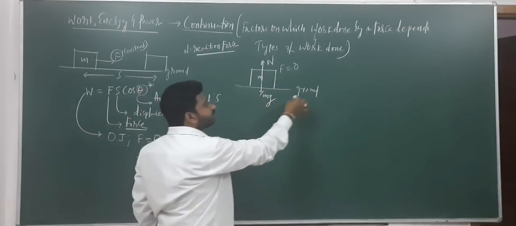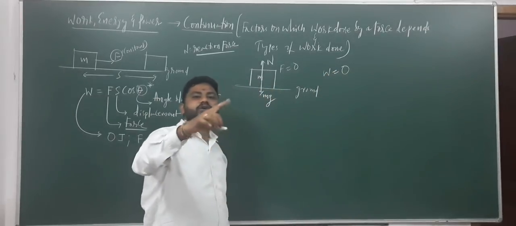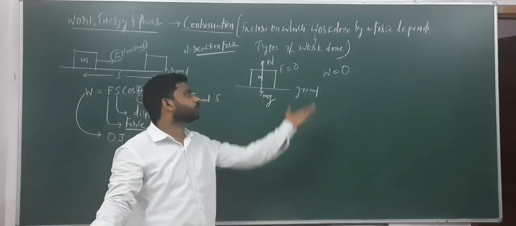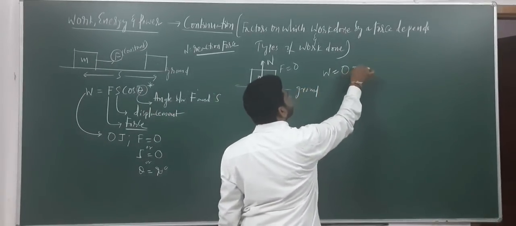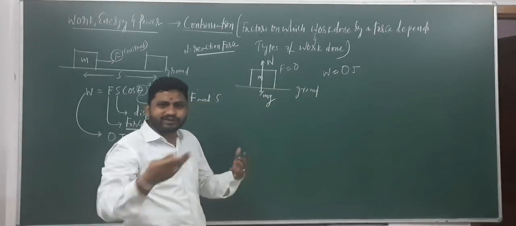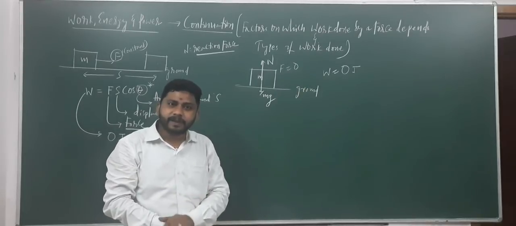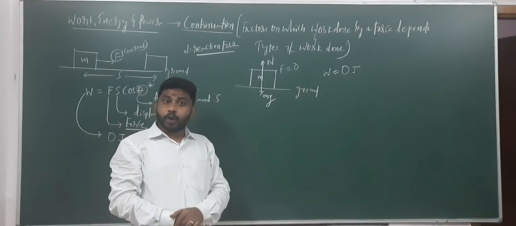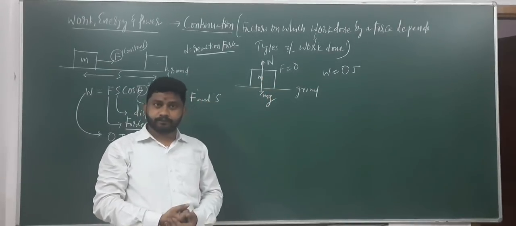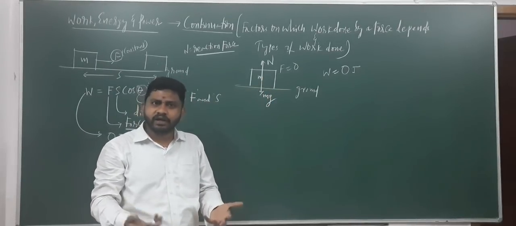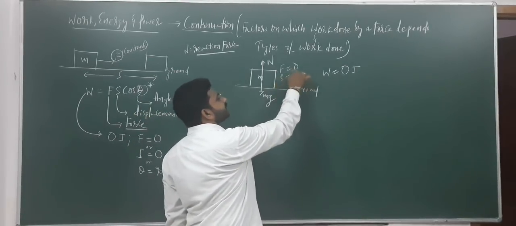Then what is the work done by the force here? Work done by the force is 0, because W = F S cos theta, F is 0, then the complete product will be 0. So work done by this force will be 0 because there is no force here. When there is no force, is there any displacement? Impossible. Clear? When there is no force, there is no displacement. So I am writing here, displacement is 0.